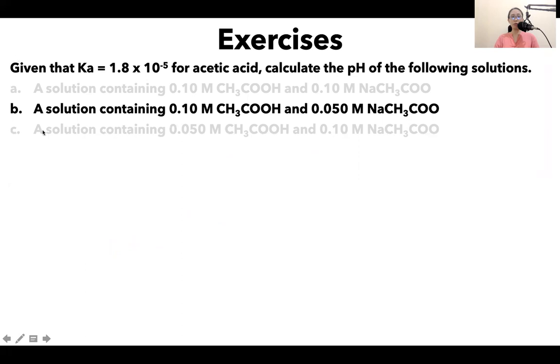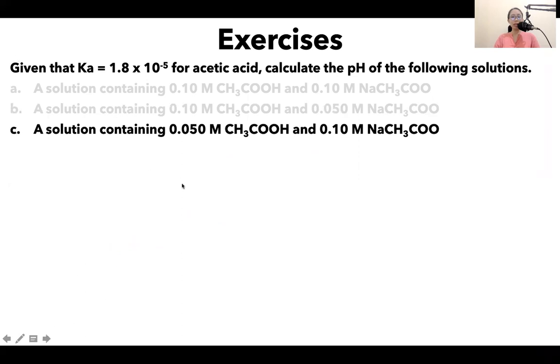Now let's move on to the last one. This time, the concentrations are reversed. So the solution contains 0.050 molar acetic acid and 0.10 molar sodium acetate. So the ratio is now reversed, and this time we have more of the conjugate base, right? So we expect that the pH of this solution would be slightly higher than the pKa. So it should be slightly higher than 4.74.